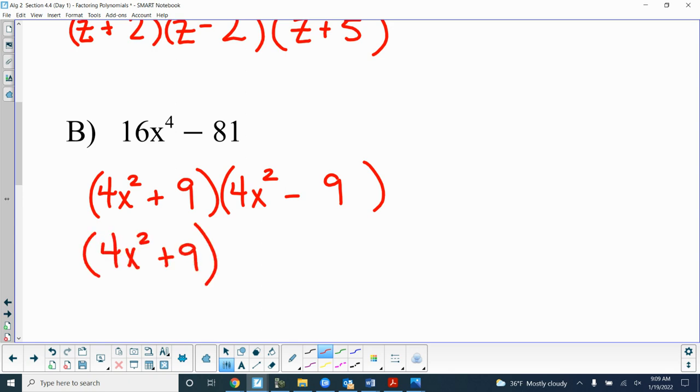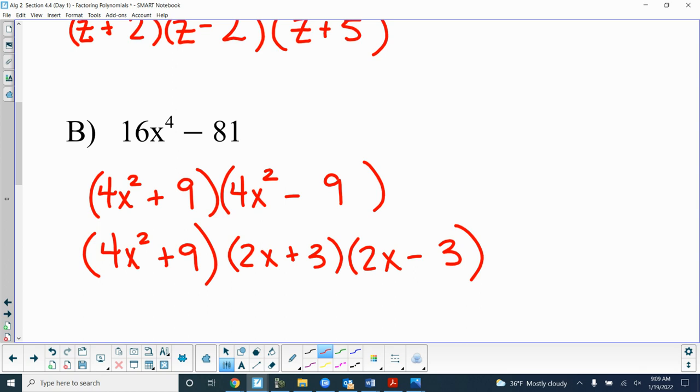When it's addition and they're perfect squares, you can't factor. But when it's subtraction, like the second one, and both are perfect squares, then I can go further. What's the square root of 4x squared? 2x. What's the square root of 9? 3. Plus or minus. Is that one a difference of perfect squares? No. So we have factored that completely.